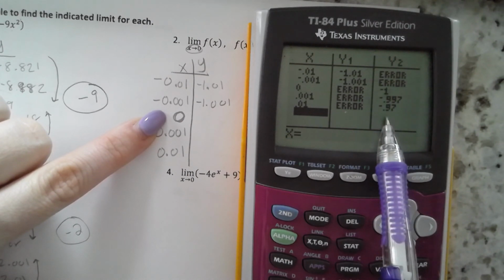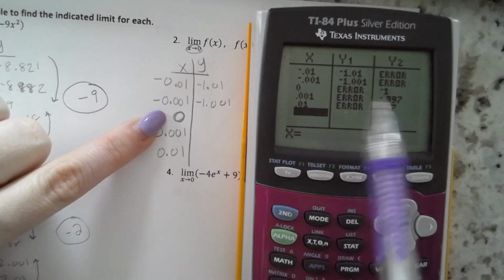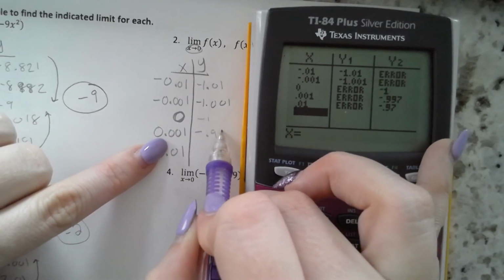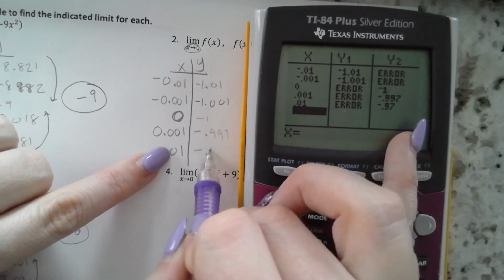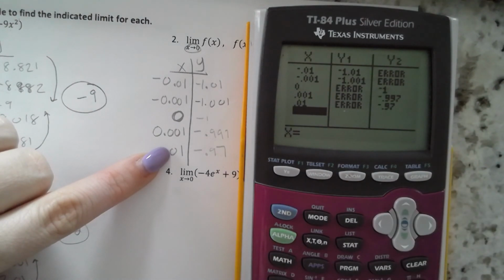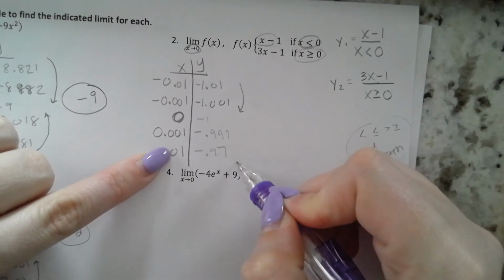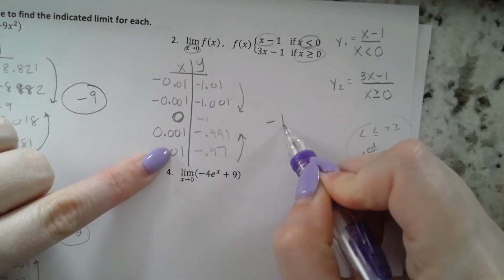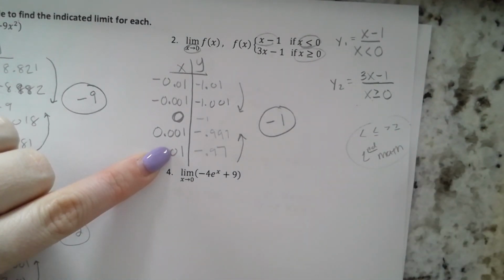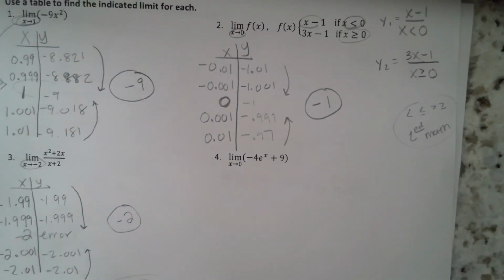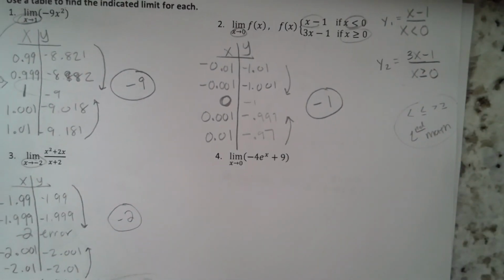So now we're going to go to this column and copy down these numbers. So negative 1, negative 0.997, and then negative 0.97. Okay, so as we're getting closer and closer here, we're getting closer and closer to negative 1. Okay, so I want you guys to try 4 and 5 on your own, and then check your answers.